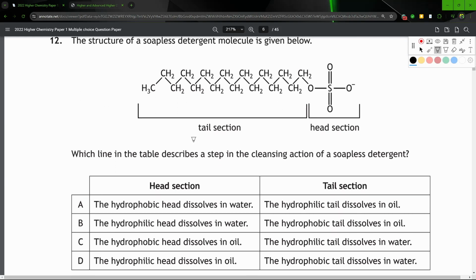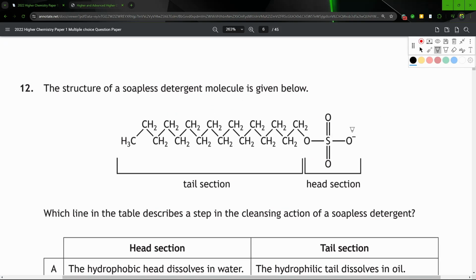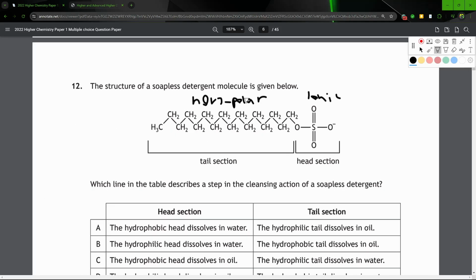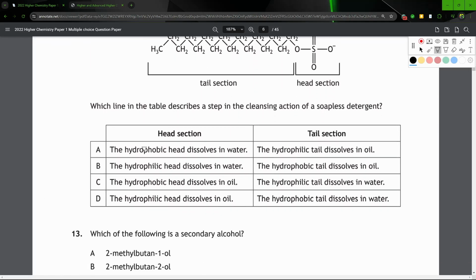12. The structure of a soapless detergent molecule is given below. We've got this tail section and we've got this ionic head section. Which line in the table describes a step in the cleansing action of a soapless detergent? Okay, so this section here, we can clearly see that it is ionic, so it'd be hydrophilic, right? And then this section here is nonpolar, so it'd be hydrophobic. So head section is hydrophobic. No, it's not hydrophobic, it's hydrophilic.